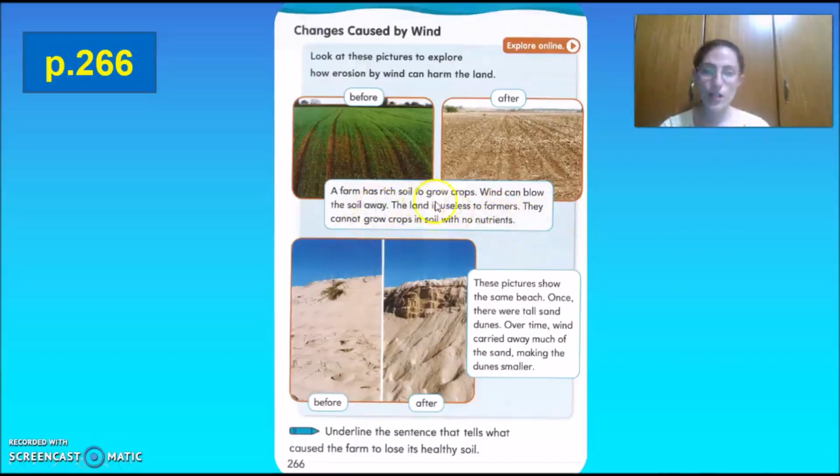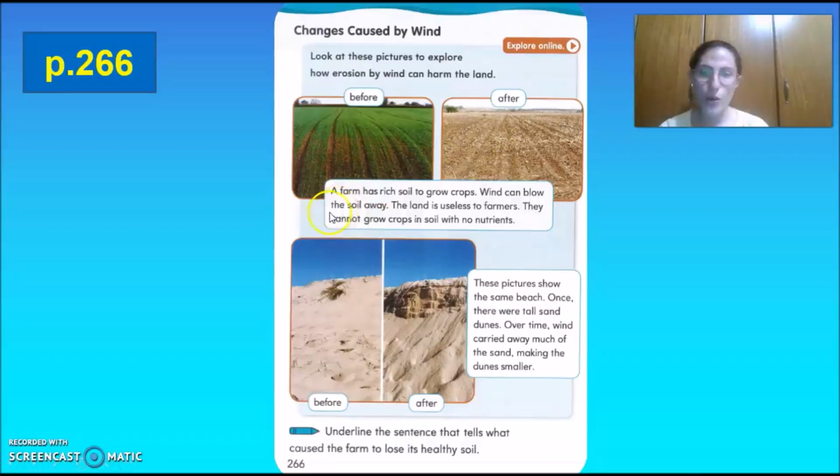A farm has rich soil to grow crops. Wind can blow the soil away. The land is useless to farmers. They cannot grow crops in soil with no nutrients. So they're telling us that the farm has rich soil on top, okay, to grow the crops, to grow the plant. And when we say rich soil, it means it is filled with vitamins that will help the plants grow quickly, okay?